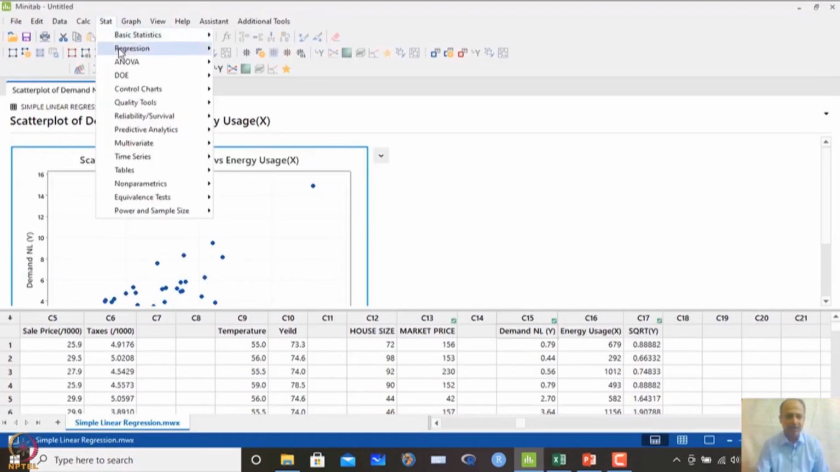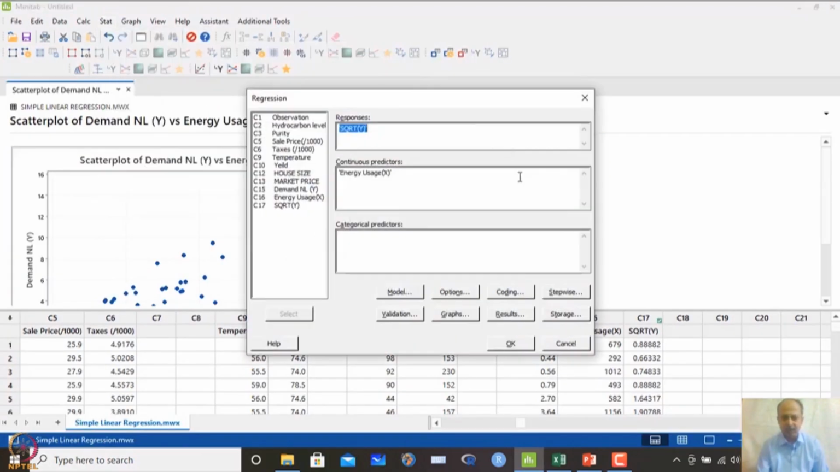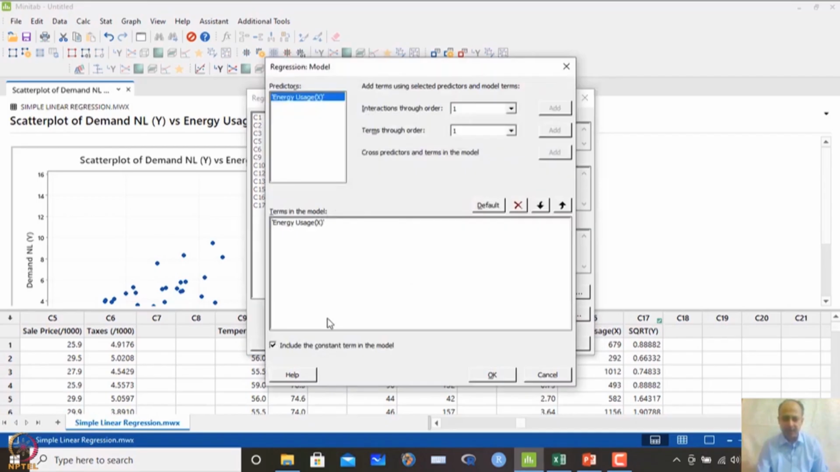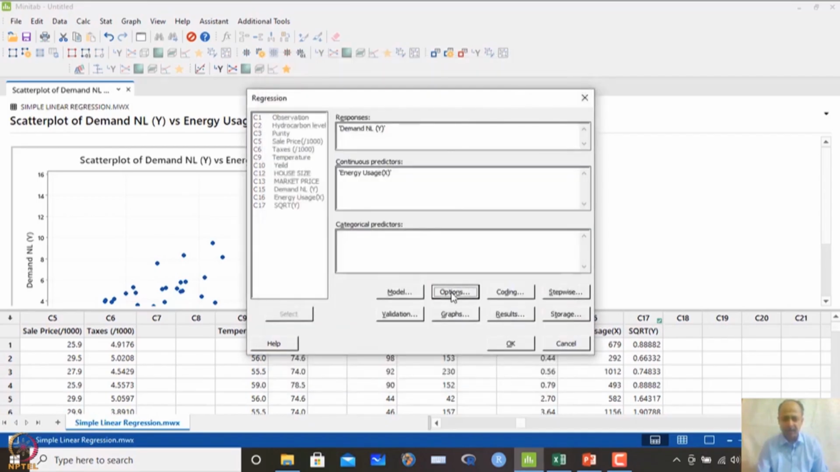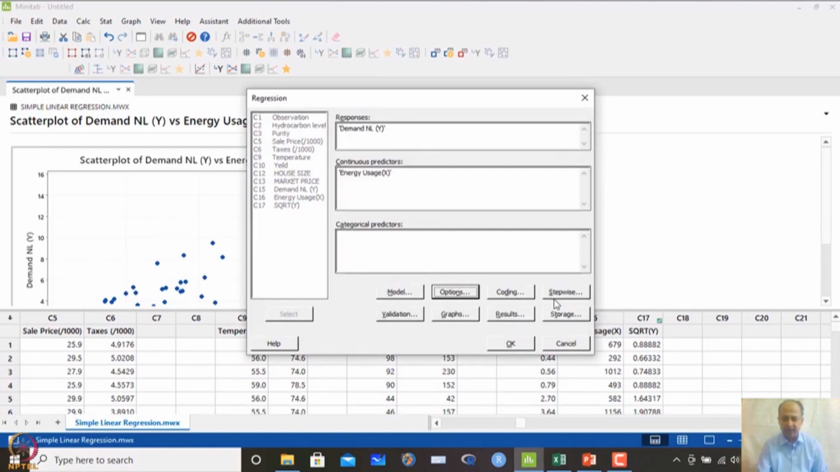Then I will go to regression and then Fit Regression Model. We will take demand, and then we will take the energy usage over here. Then in Model, we include the constant term, this is important. So, beta 0 will be included in the model, and in Options, at present no transformation is required. So, I have clicked no transformation over here, and other things we do not change.